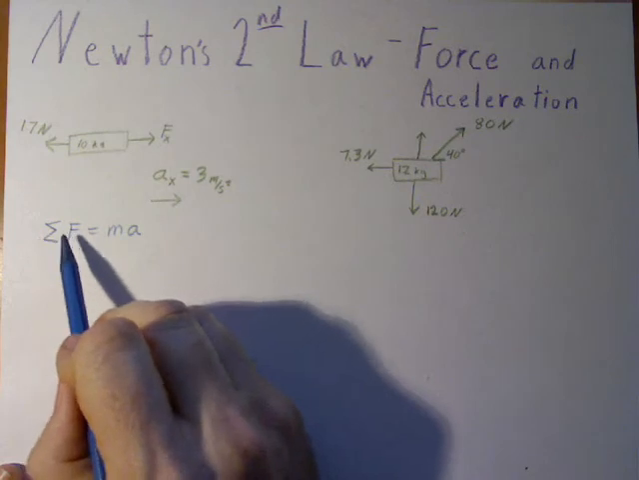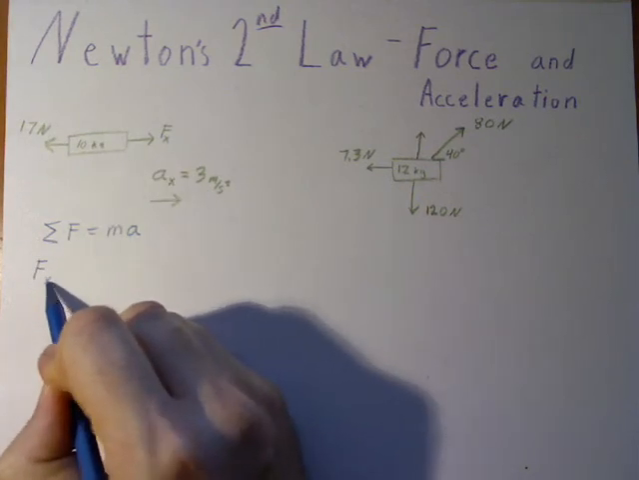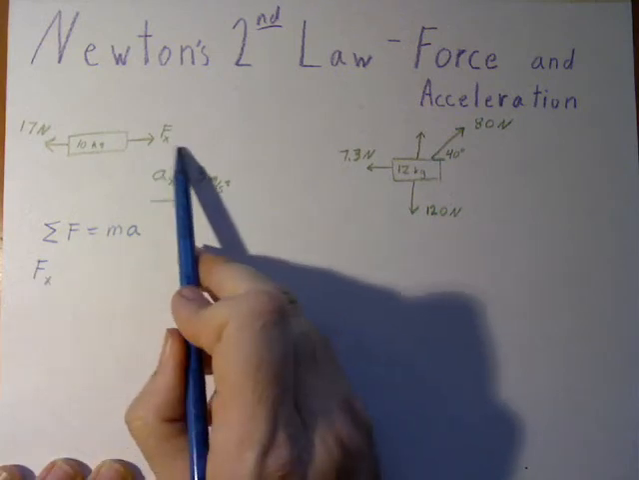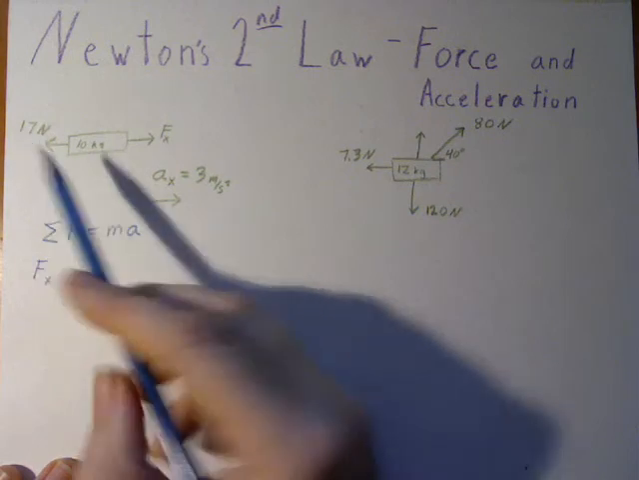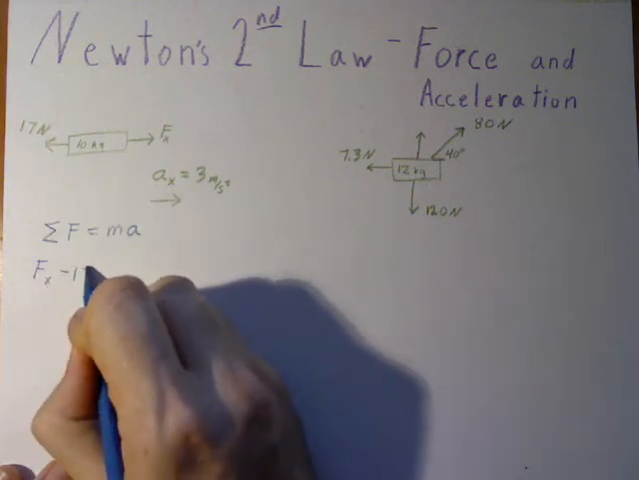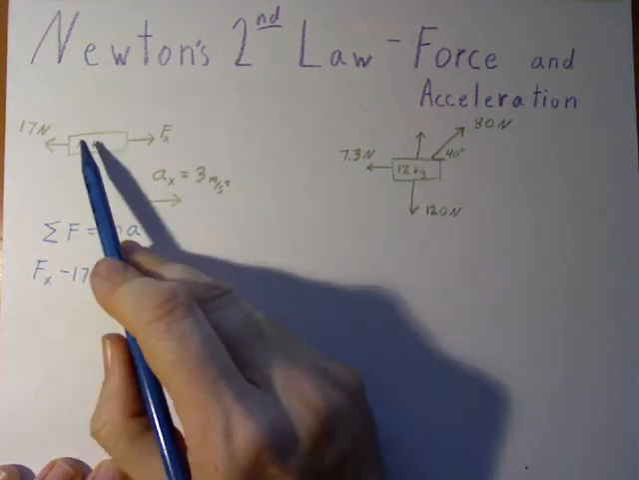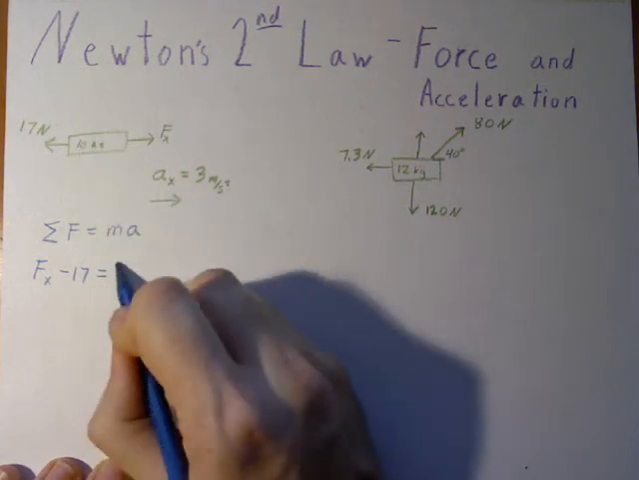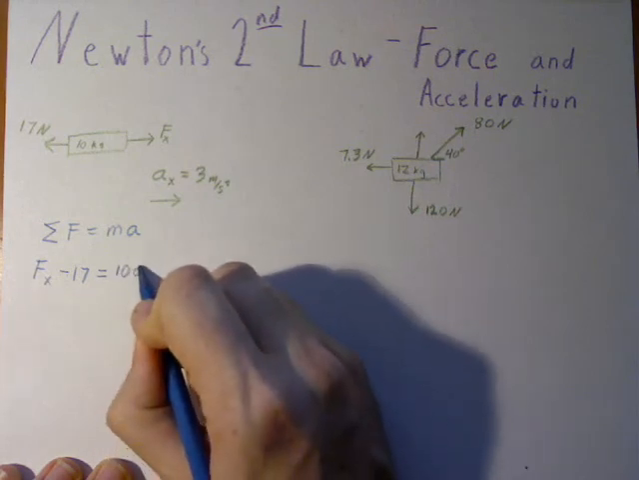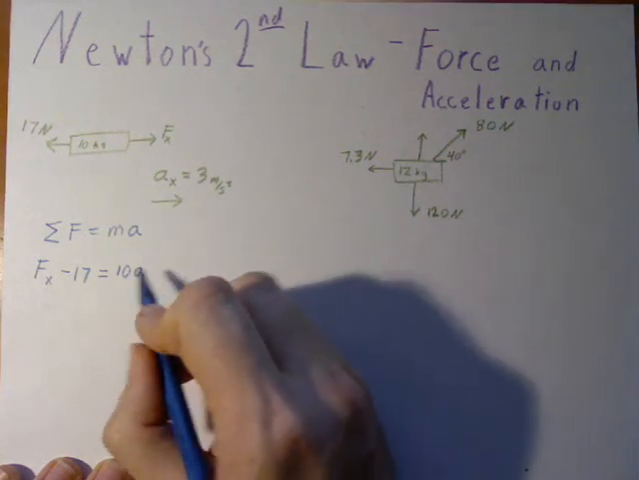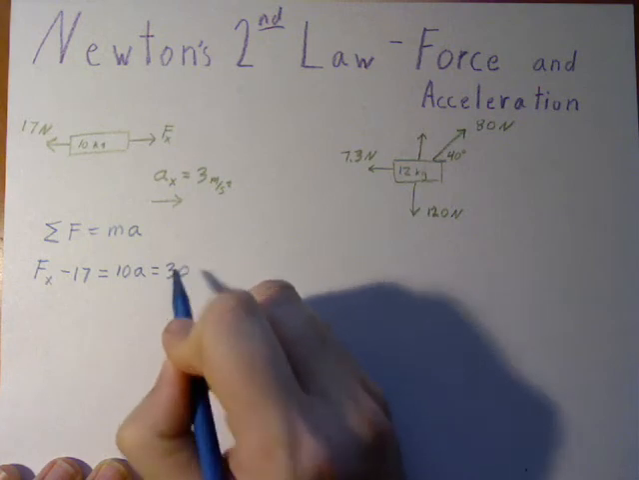The summation of forces in this case is Fx, positive because it's in the positive direction, which is right, minus 17, which is left, so it's in the negative direction. Negative only means direction, equals our mass, which is 10, times our acceleration, which happens to be 3. So 10 times 3 gives us 30.